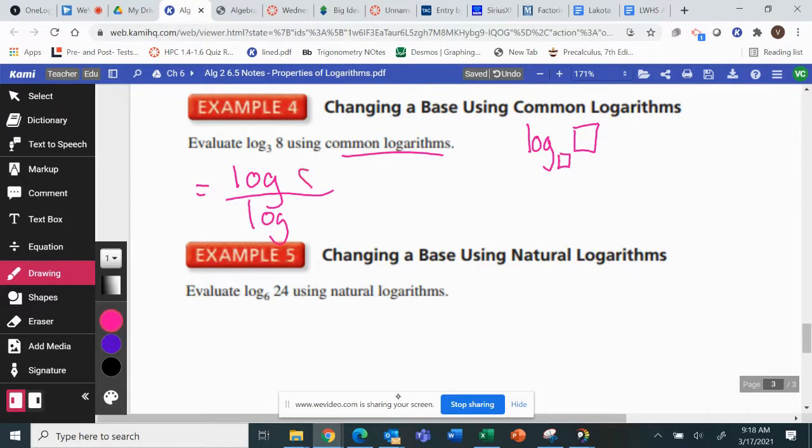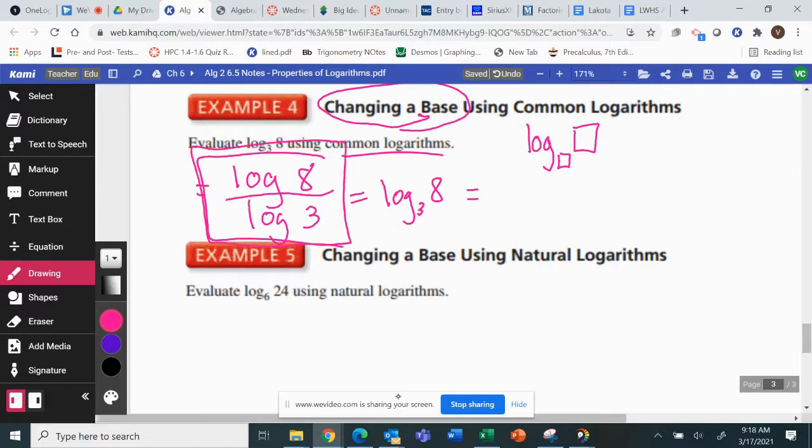Change of base, with common logarithms, would be you use log base 10, which is just log, and you do 8 over 3. So we do log 8 over log 3. That's going to give you the exact same answer as if you typed in your calculator log base 3 of 8. This is called change of base. So with your calculator, I want you to type in this one. It's okay that you have the ability to type this in. I just want to see that you can also type it in the other way and make sure you still get the right answer.